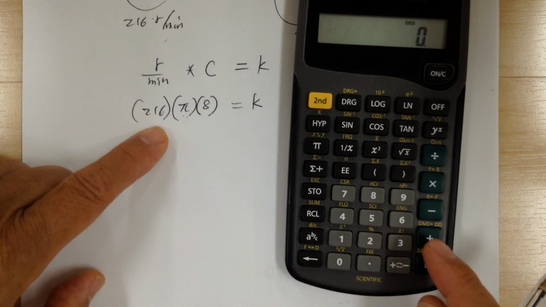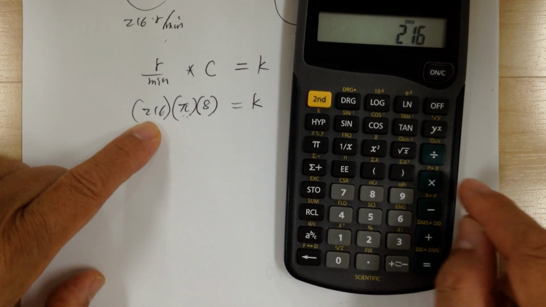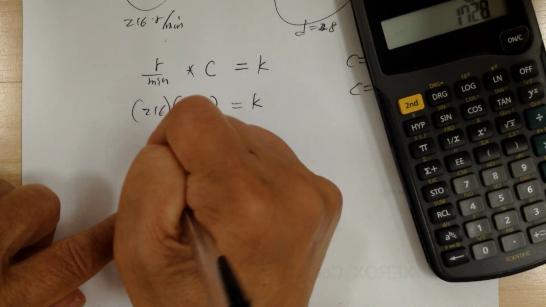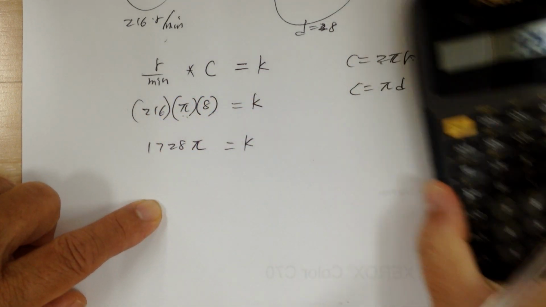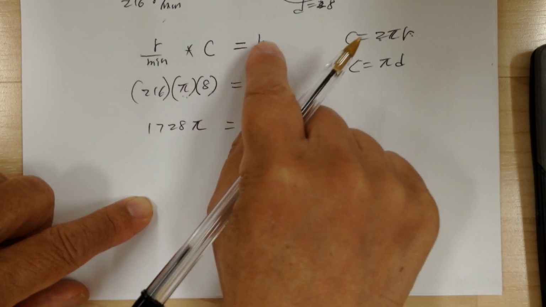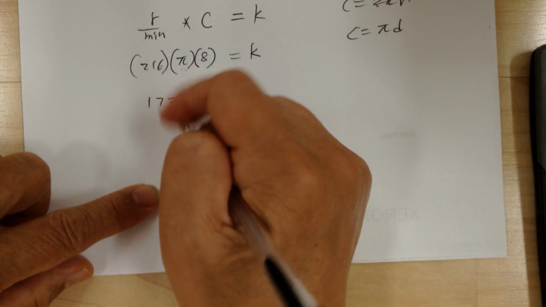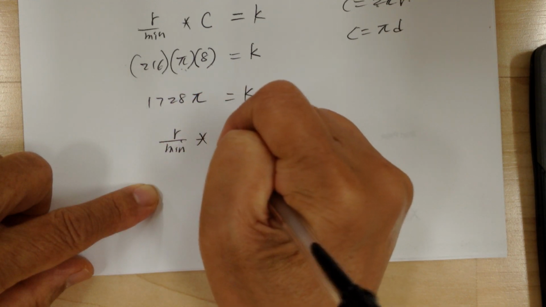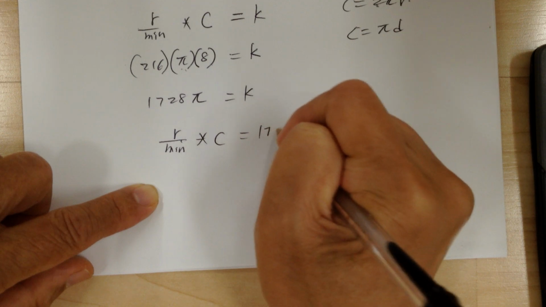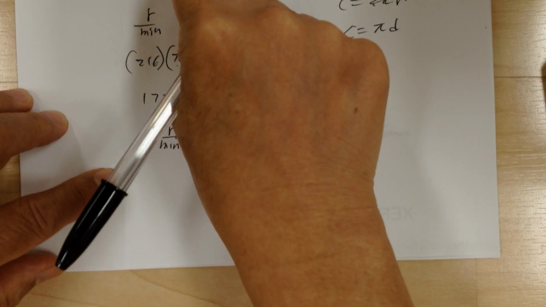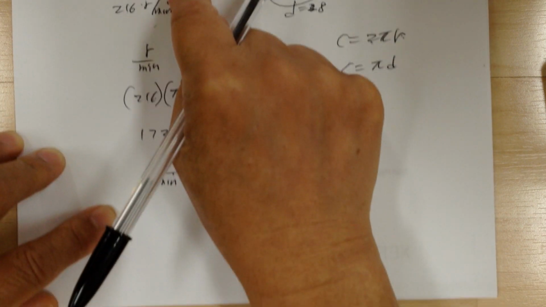And so 216 times 8 equals, so K equals 1728 pi. Okay. So once you find your K, you put it in here to update your equation. So your equation becomes revolutions per minute times C equals 1728 pi. Okay, so now we can find out how fast the smaller gear is rotating.